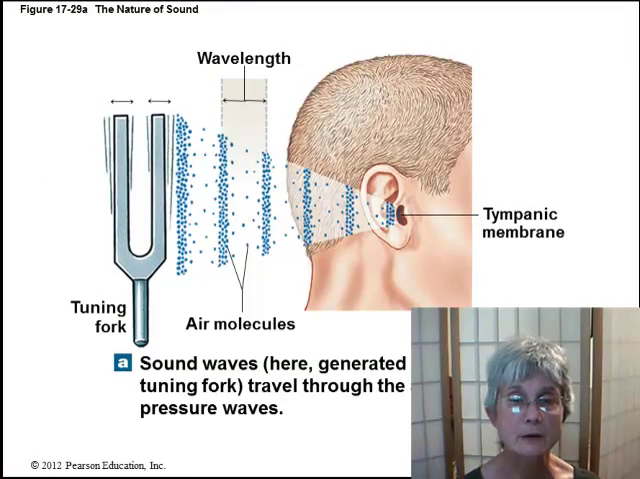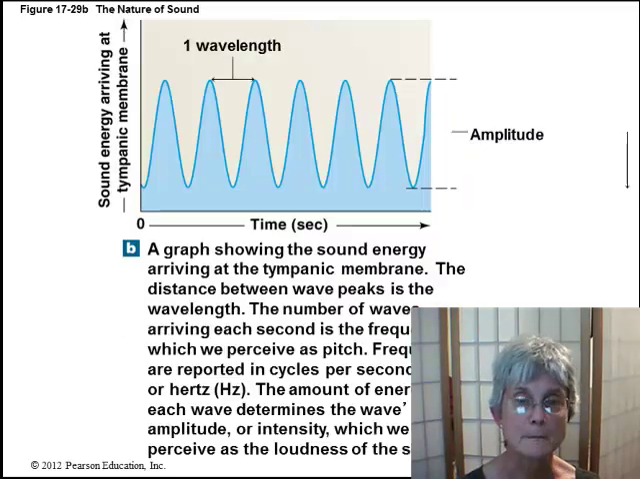So here in this diagram you can see the compressed air waves as they leave the tuning fork and hit the ear. So the wavelength is how far apart each compressed band of air is. And here you can see a graph showing you the amplitude or the loudness in addition to the wavelength or frequency.